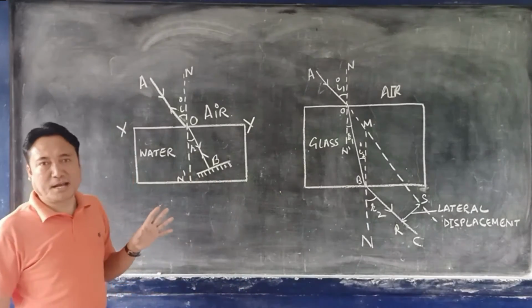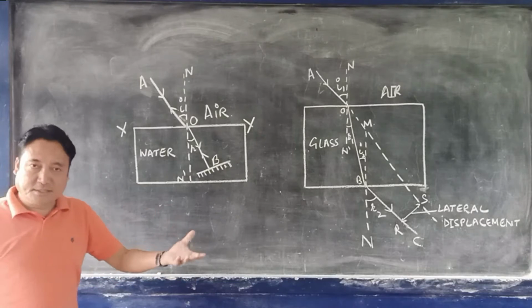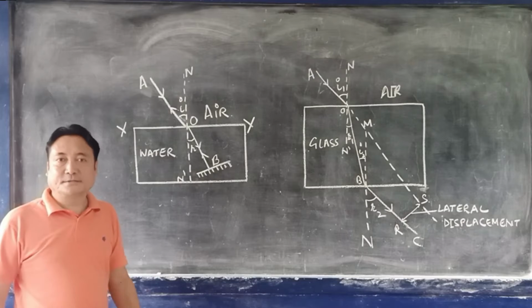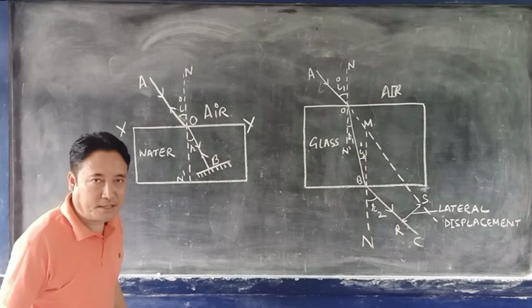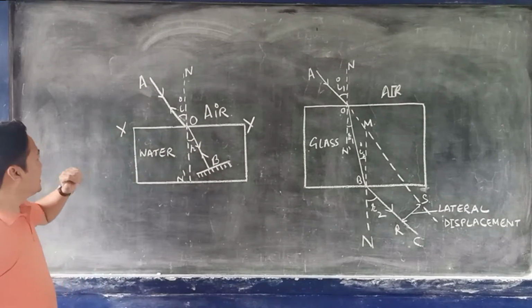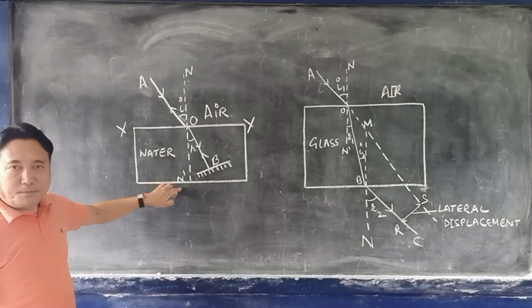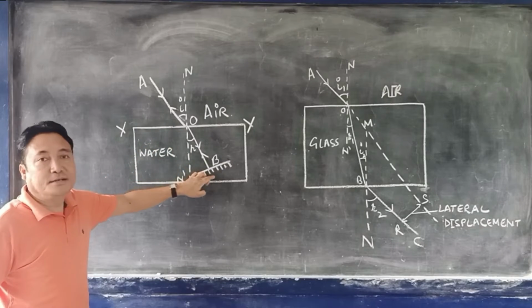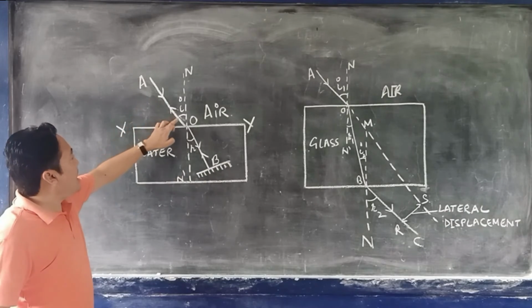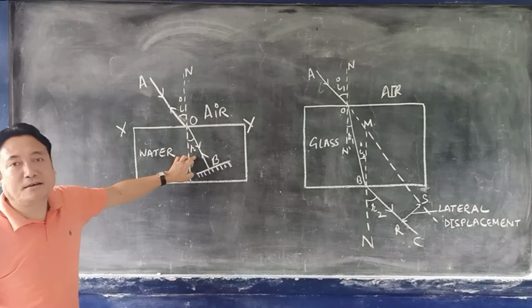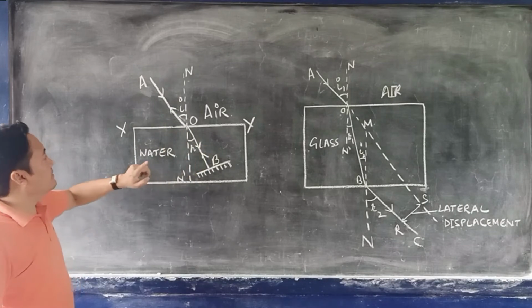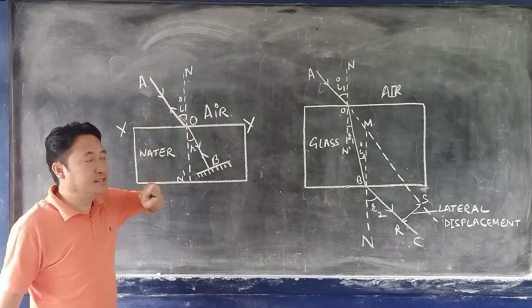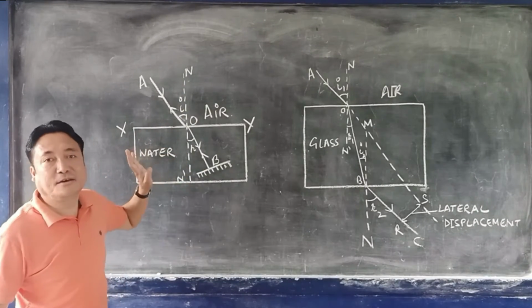So how do we understand the principle of reversibility of light? If a reflected or refracted ray is reversed, it retraces its original path. For that, follow this figure here. NOS is the normal, which is perpendicular. AO is the incident ray. OB is the refracted ray. Then i is the angle of incidence and r is the angle of refraction. What is the angle of incidence? The angle made by the incident ray with the normal. AON is the angle of incidence. BOS is the angle of refraction.